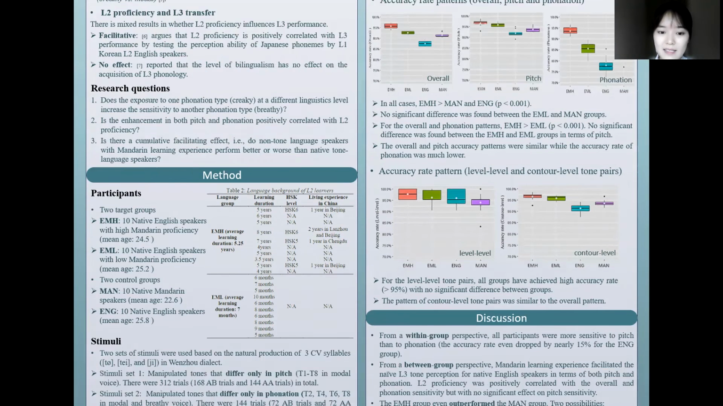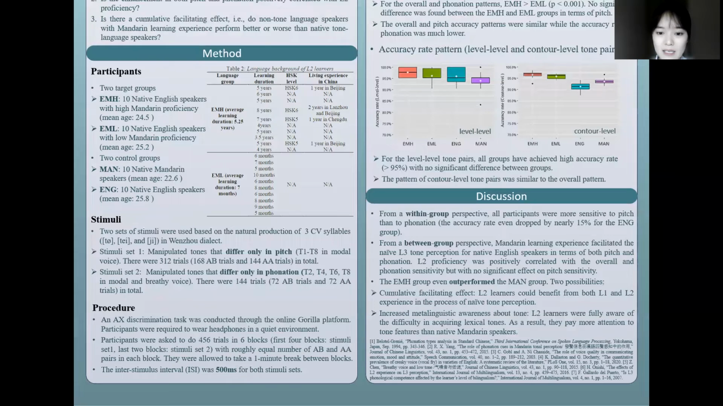We then analyzed the pitch accuracy rate in 2 types of pitch contour. For the level-level tone pairs, all groups achieved a high accuracy rate, over 95%, with no significant difference between groups. The pattern of contour-level tone pairs was similar to the overall pattern.